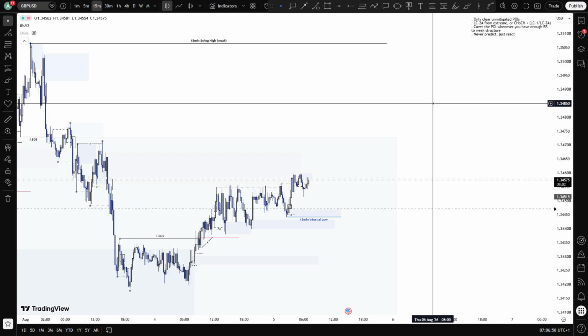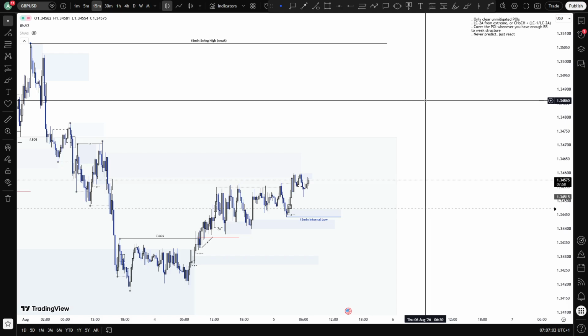Let's see if price will give us an entry. We don't have any news today, but we do have an FP in 2 days on Friday.